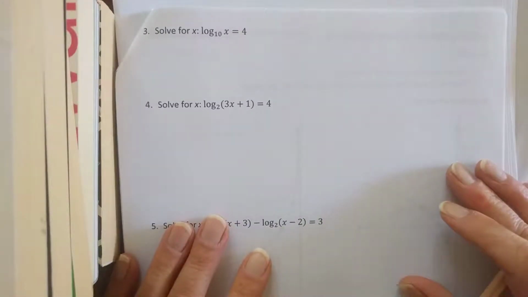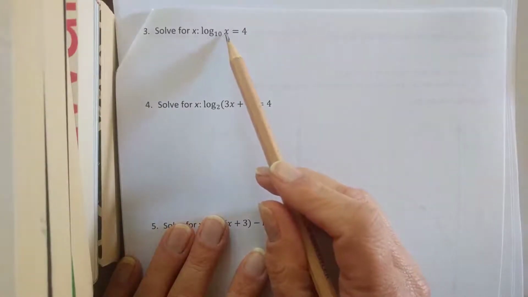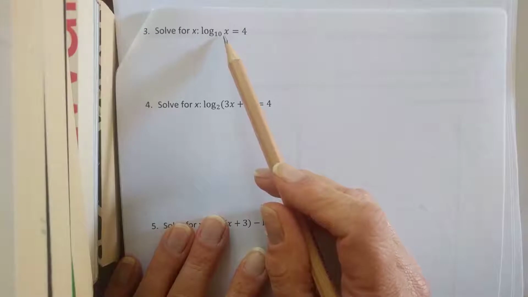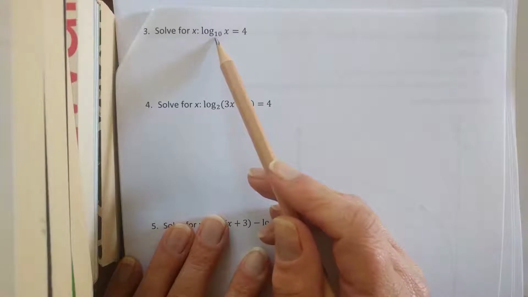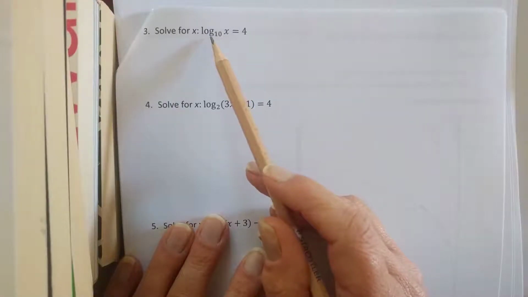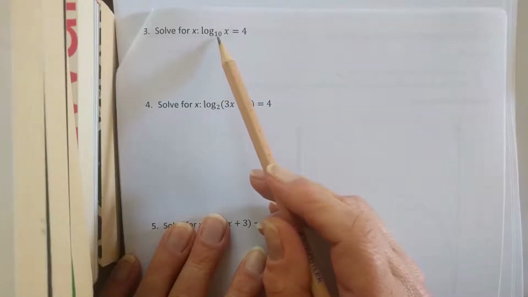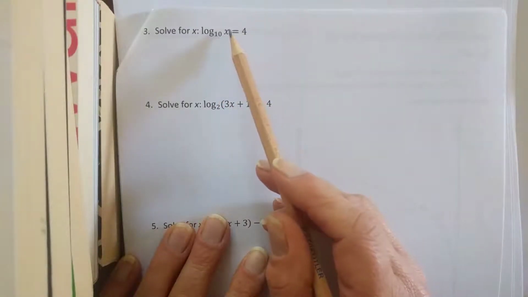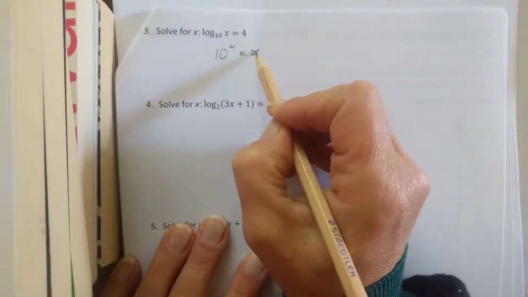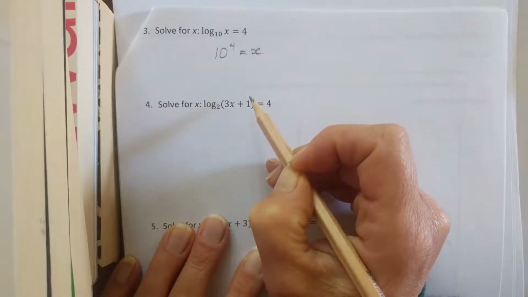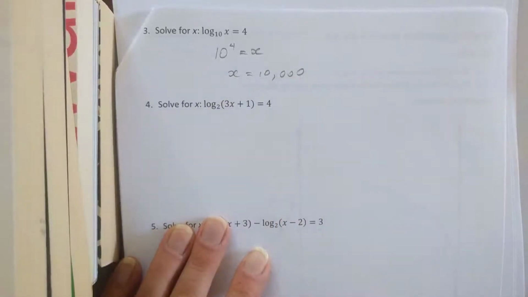Example 3, I'm going to solve for x. So I need to rearrange this equation to make x the subject. So what I can do here is use the fact that a logarithm is the inverse of a power, or I can just use the rewriting thinking. So if I think about what this means, it means that 10 to the power of 4 equals x. So I'm going to write it in that way. 10 to the power of 4 equals x. And then I just evaluate 10 to the power of 4. So I get x equals 10,000.